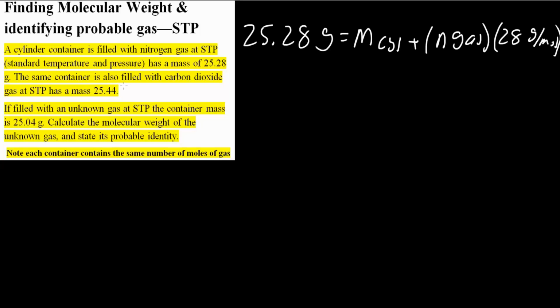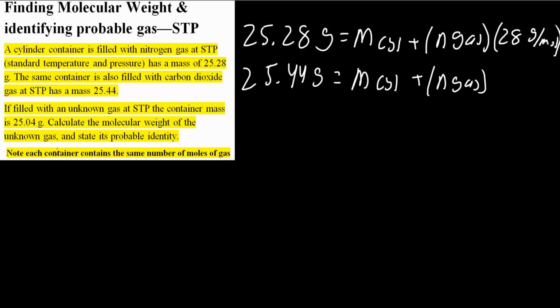Next, we'll do the second one. In this one, we're dealing with carbon dioxide. The container contains 25.44 grams. This is equal to the mass of the cylinder, which is the same, plus n gas, the number of moles of gas. We said that each container contains the same number of moles of gas, times the molecular weight for carbon dioxide is 44.01 grams per mole. And now we have two equations and two unknowns.